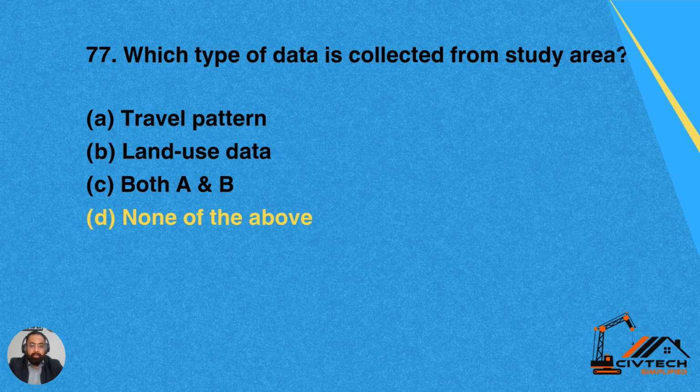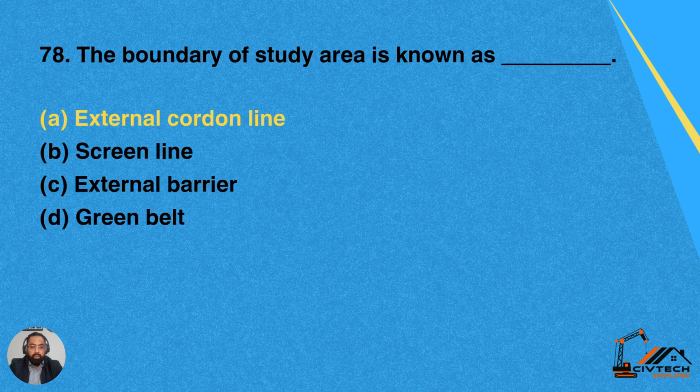Question 77. Which type of data is collected from study area? Option A, travel pattern. Option B, land use data. Option C, both A and B. Option D, none of the above. So from the study area, we collect the travel pattern of the vehicles and pedestrians, and then we collect the land use data. So both A and B are collected. So here the answer is option C, both A and B.